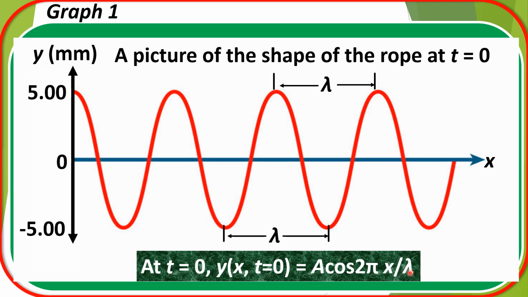In this graph, we also emphasize the vertical positions of the particles at time t equals 0. For instance, particle A is at the maximum positive y displacement. In other words, it is located at the amplitude of the wave, which is 5.00 millimeter.